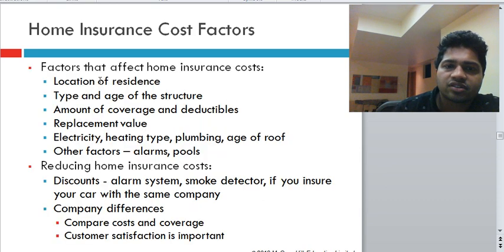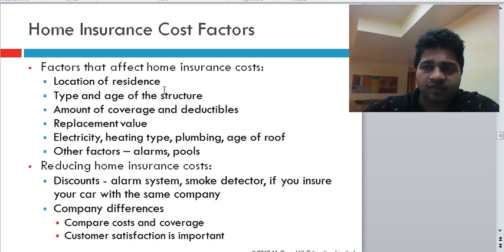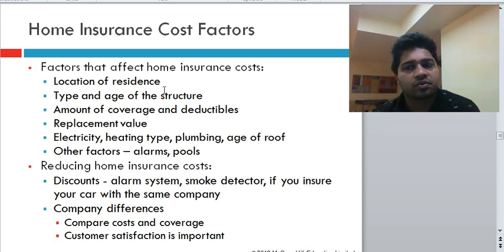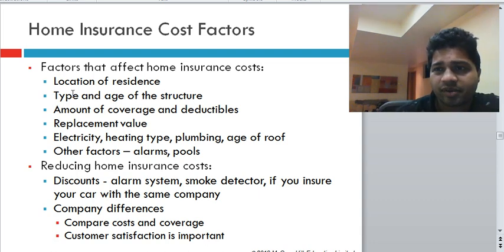Factors that affect home insurance costs: the location of the residence impacts it. Each locality has a different insurance rate. Localities where the rate of crime or rate of loss is high would have high insurance, and localities where the rate of crime and theft is low will have lower insurance. Then if you are staying near a river, insurance cost would be high because there is a high chance of flooding. If you are staying away from the river, the insurance cost will be low. So locality matters a lot. Try to stay in a safe neighborhood if you want to reduce home insurance cost.